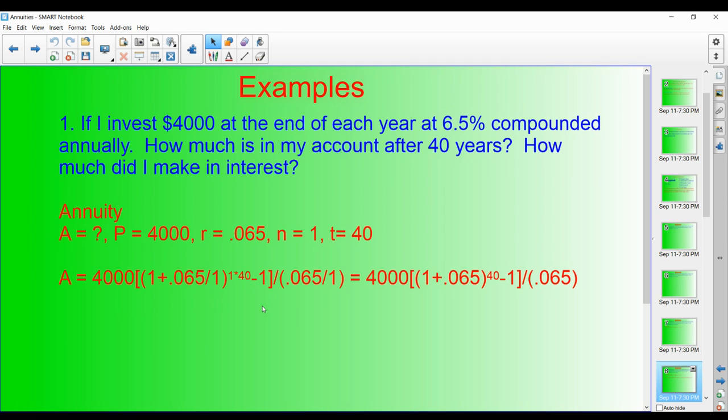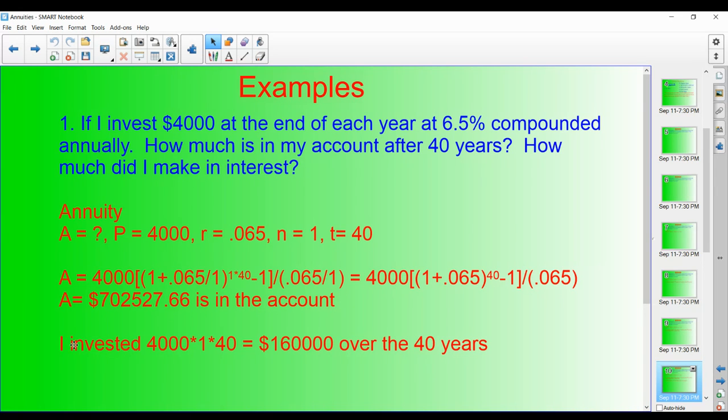I put this into the equation. Okay, here I can simplify. 1 times 40 is 40. I don't need to divide by 1. I can simplify it. Then I need to make sure I put it into my calculator correctly, and I get that there's $702,000 in the account. So if I put in $4,000 a year for 40 years, I get $702,000 at the end with interest.